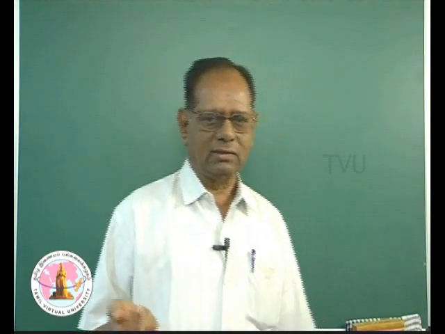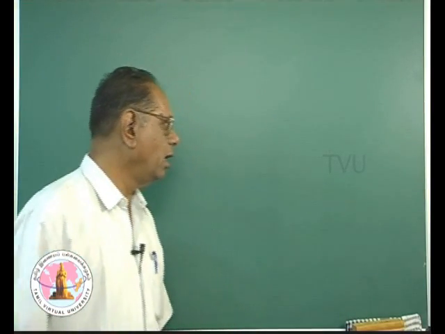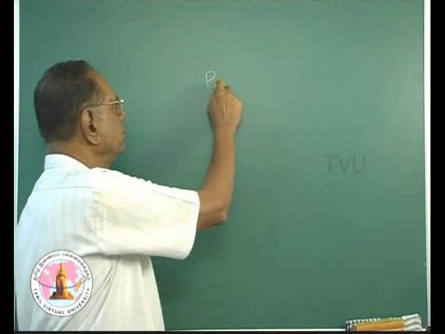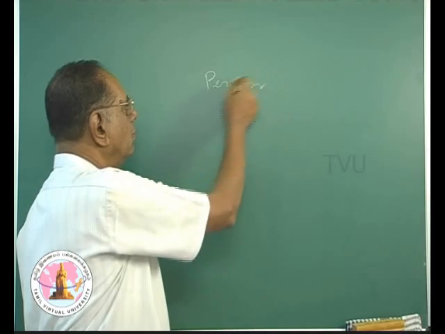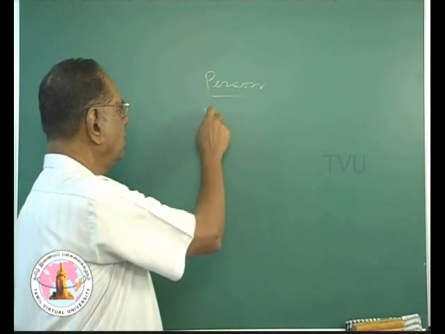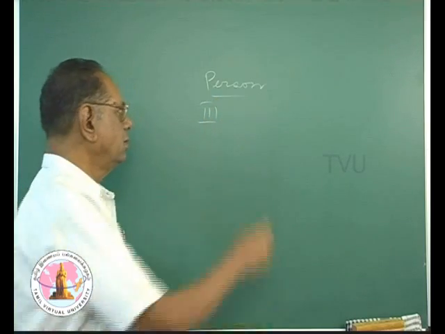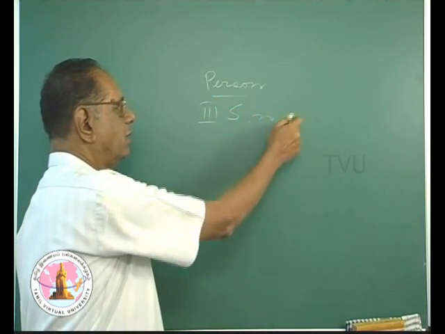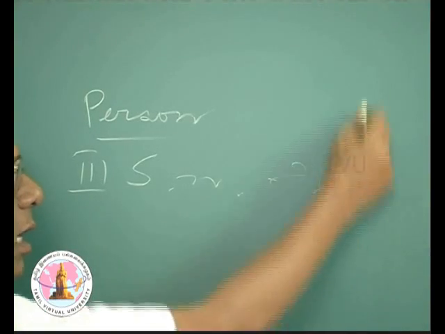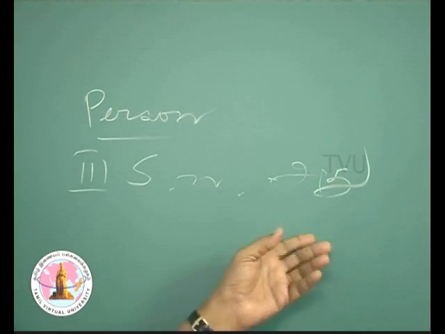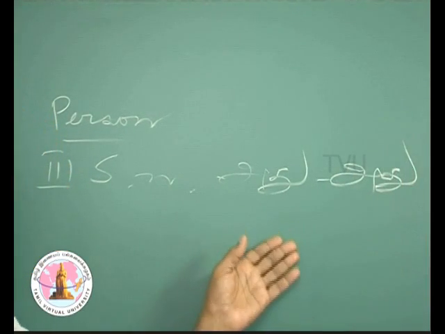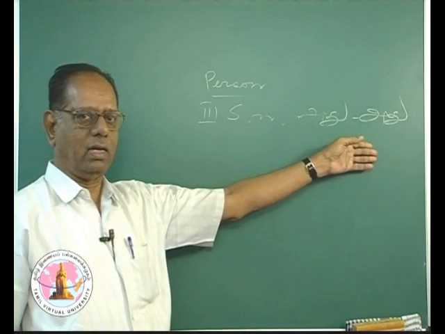Continuing what we did in the last class, we shall take up the person in conjugation. We were discussing third person, singular, neuter gender, that is adu, and this will have adu as the personal marker in a conjugation.